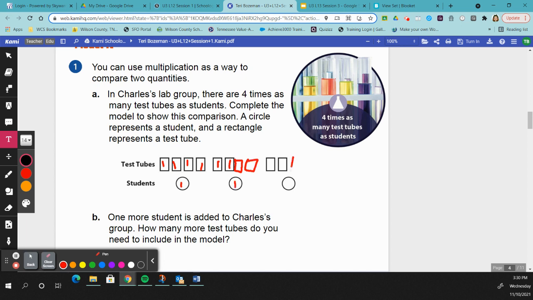So 4 to 2. Again, 4 to 1. Sorry, not 4 to 2. We had to add 2. But 4 to 1 is our ratio.